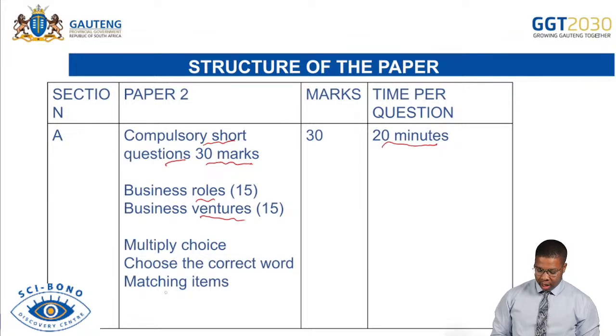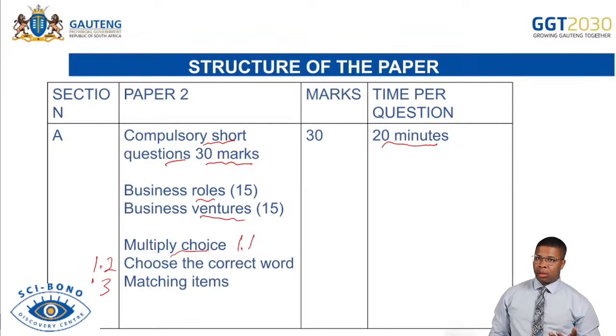Then you also have the following questions: multiple choice in your 1.1. Your 1.2 will be choosing the correct word from the box that will be provided. And then you'll also have 1.3, which will be matching items, where you're expected to match column A and column B. So that would be your section A, and remember you only have 20 minutes, and if you are prepared, I believe you can complete your section A in 10 minutes. So that is the structure for your section A.